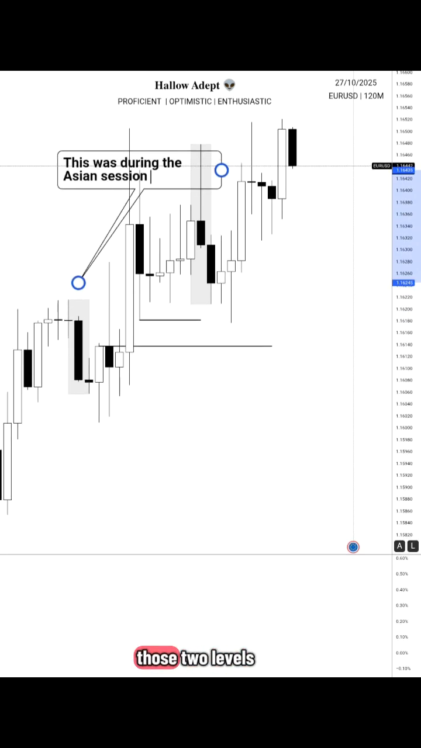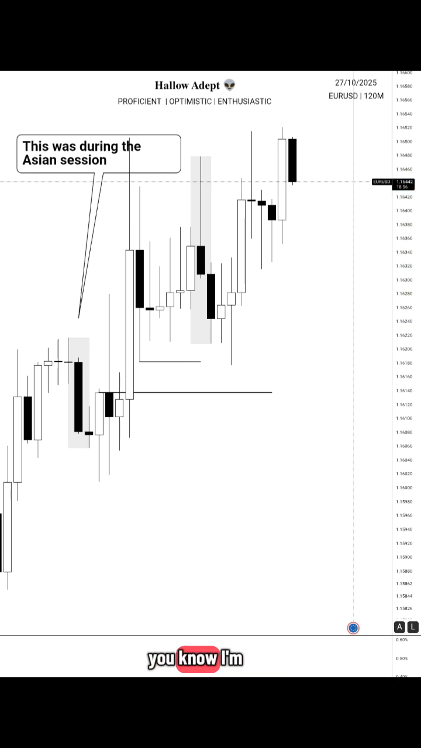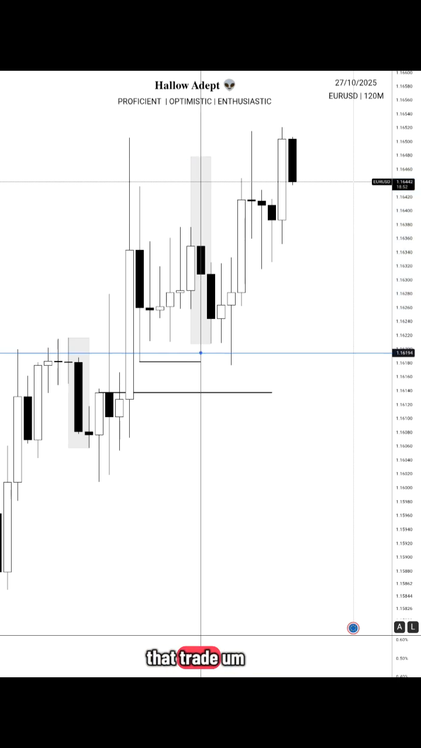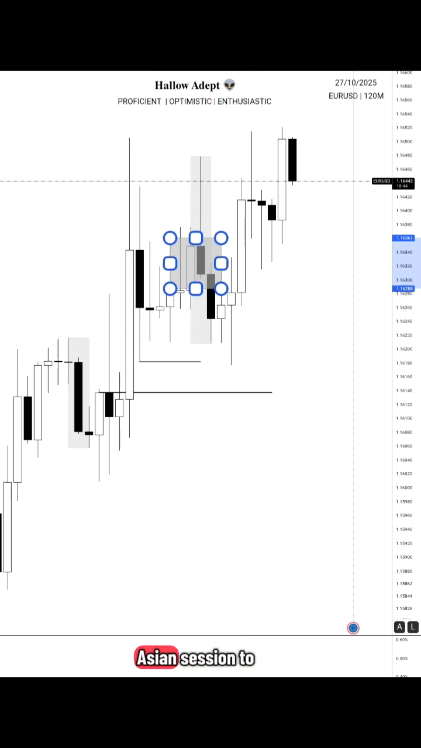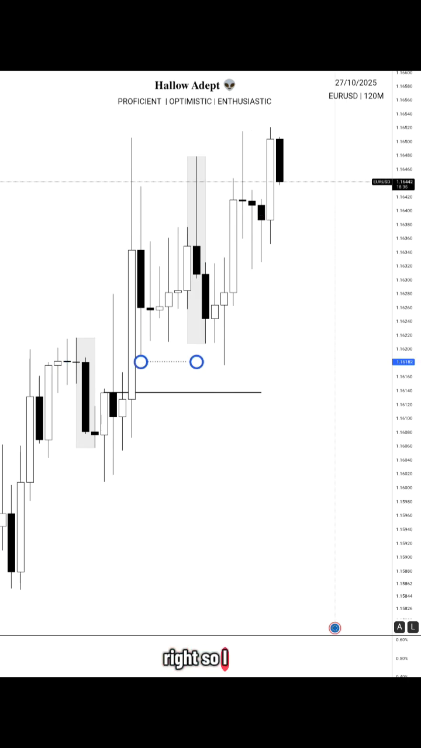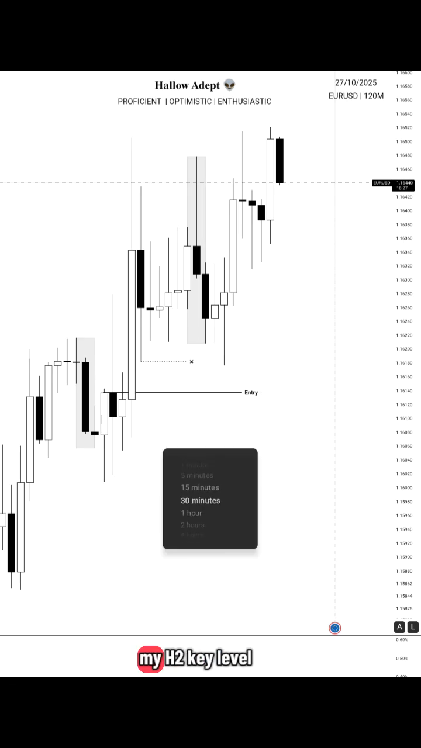So I marked those two levels during the Asian session. I'm not the type that trades around the Asian session. No, I wait for the Asian session to end. So this is where the Asian candles are formed, right? I trade New York and London key levels, right? So that was my H2 key level.